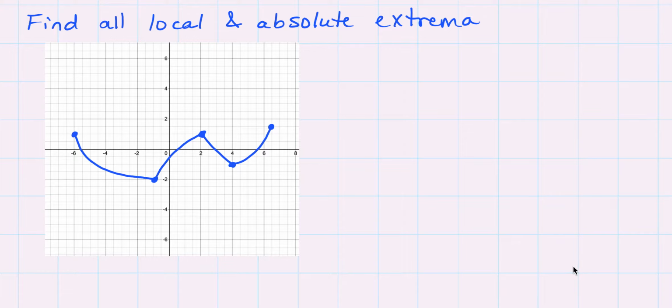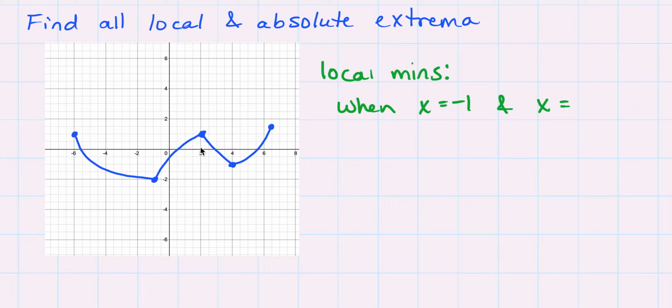We've seen this graph before. Let's find all the local and absolute extrema. Okay, so here we have a valley, and here we have a valley. So those two are going to correspond to local mins. So I'm going to write it like this. When x is equal to, looks like -1, and x is equal to 4, the min value for x is equal to -1 is going to be -2, and for x is equal to 4, it's going to be -1.